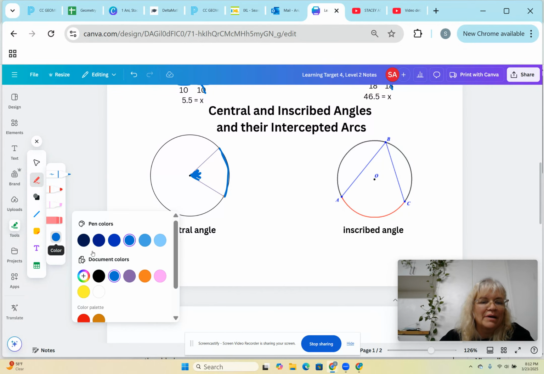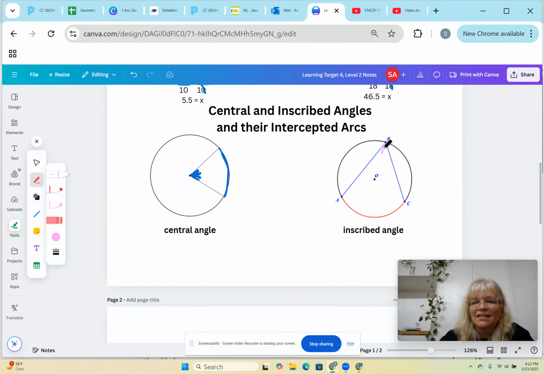And if we talk about this one over here, this angle here, angle ABC, is intercepting arc AC over on this side. So now we're going to talk about the numbers that go along with that.